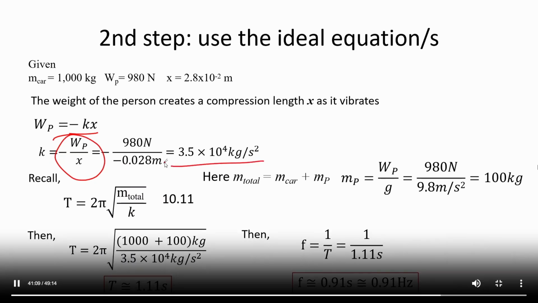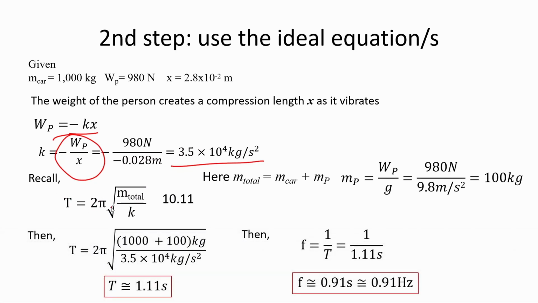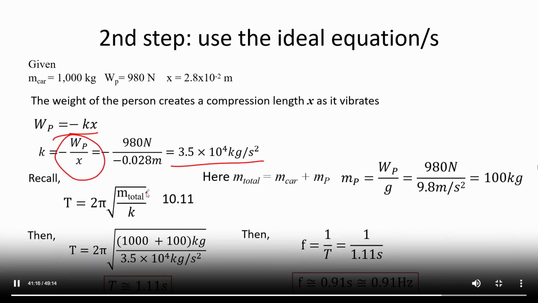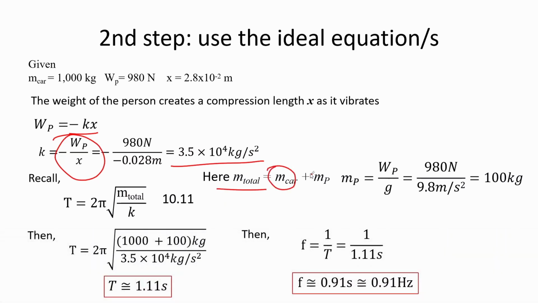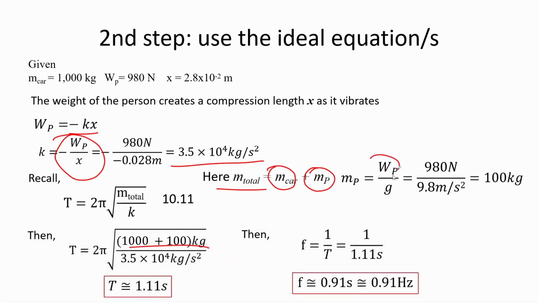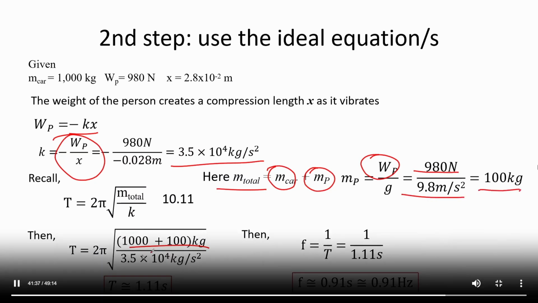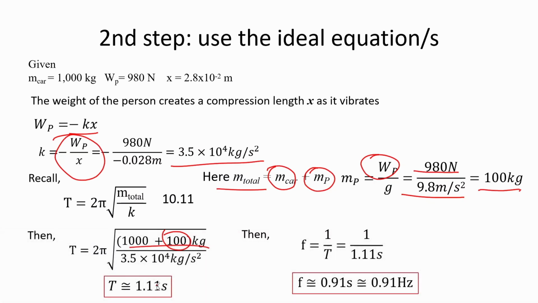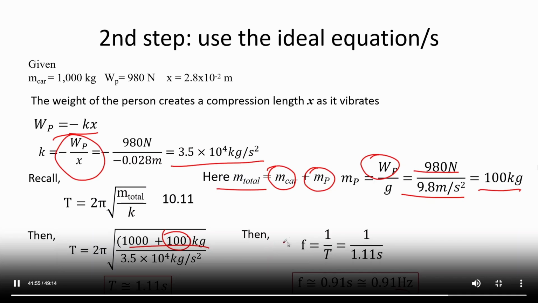We recall the expression for the period, which is 2 pi square root of m over k. But m here refers to the total mass, the mass of the car plus the mass of the person. So m total is equal to this value here. The weight of the person, 980 newtons divided by 9.8, is 100 kilograms. So it's 1,000 kilograms plus 100 kilograms divided by k, the spring constant, 3.5 times 10 to the 4. And this gives you a period of 1.11 seconds, and a frequency of 0.91 hertz using the inverse relationship. Okay? Quite easy.